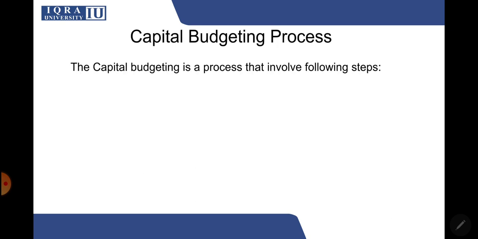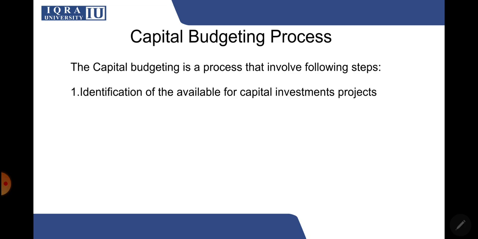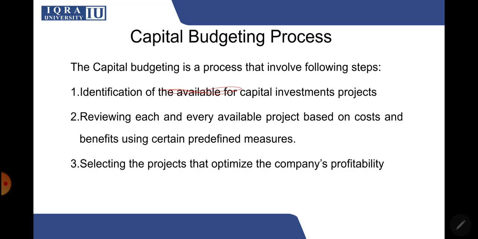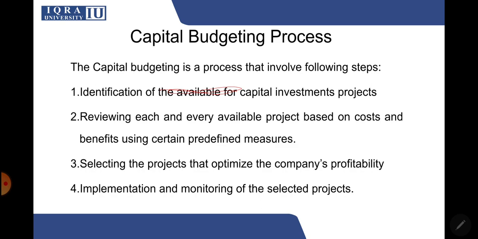The capital budgeting process involves the following steps. Number one is identification of capital investment projects. So what are the different projects that are available to the business? That is step number one. So first, the business needs to identify the opportunities that they have. Then reviewing each and every available project based on costs and benefits using certain predefined measures. Three is selecting the projects that optimize the company's profitability. And fourth is implementation and monitoring of the selected projects.